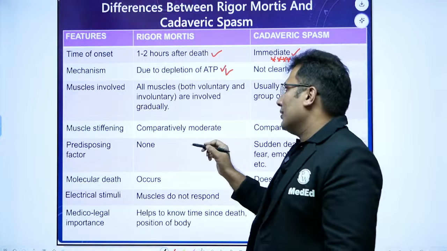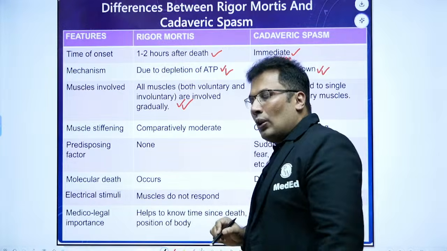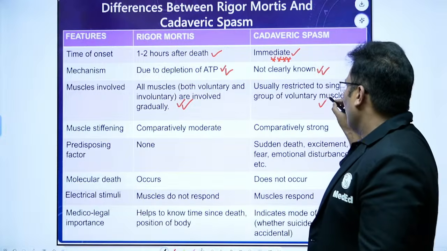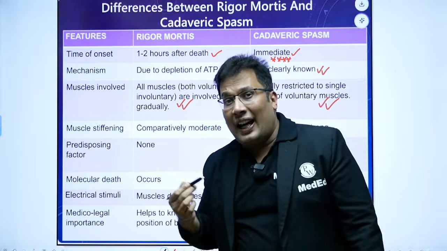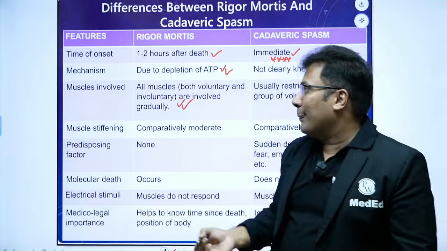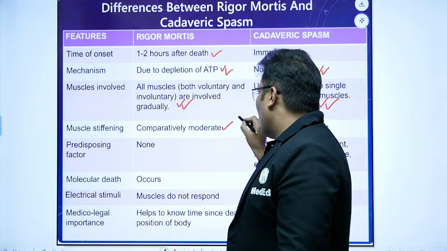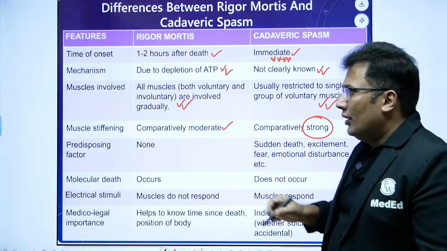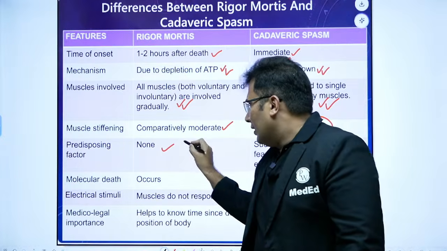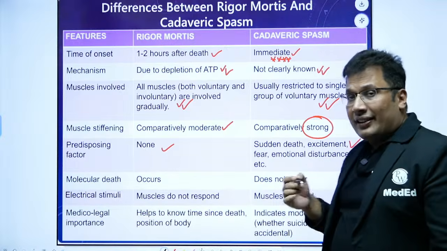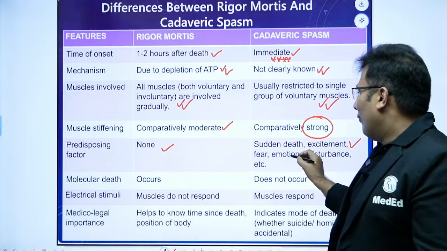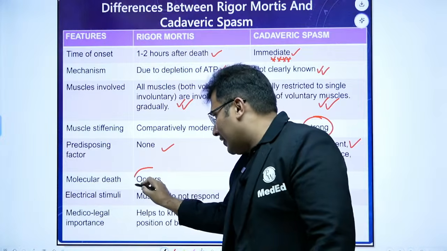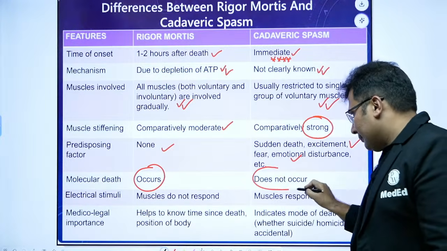Muscles: all the muscles, voluntary and involuntary, are involved in rigor mortis, but only some groups of muscle, especially the muscles of the hand and the forearm, in cadaveric spasm. Muscle stiffening is moderate, but it is very strong in cadaveric spasm. Predisposing factor: none, but here it can be sudden death, excitement, fear, emotional disturbances and so on. Molecular death occurs in rigor mortis, but here there is no molecular death.